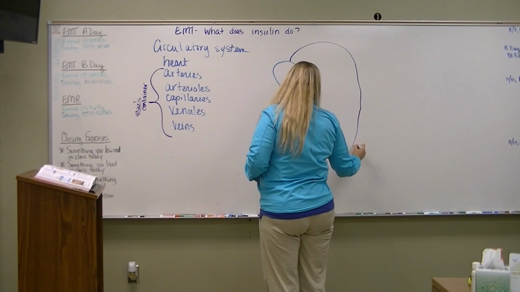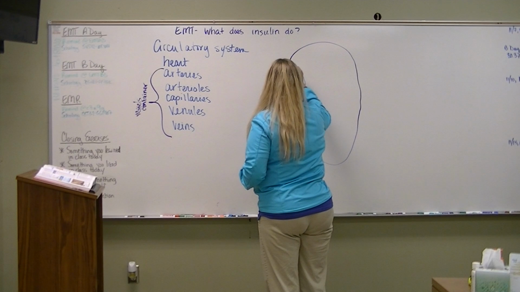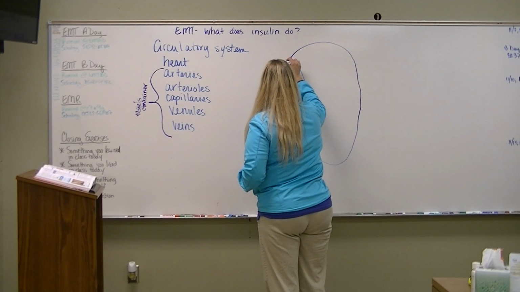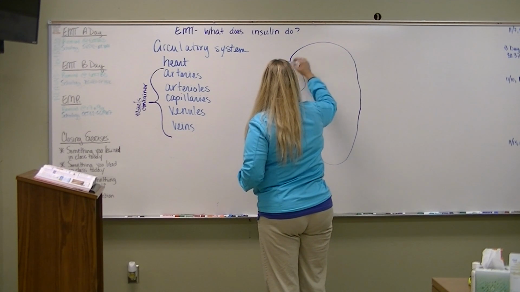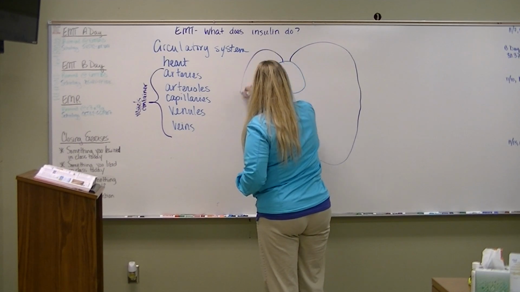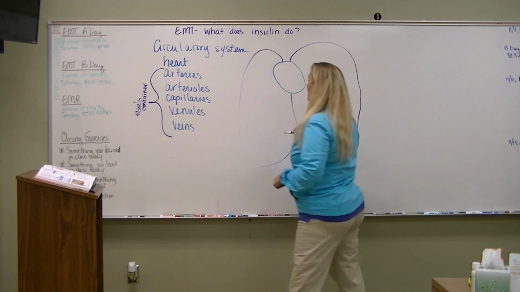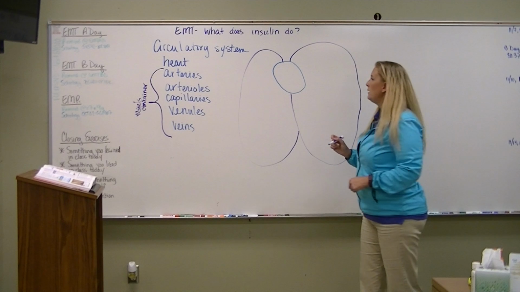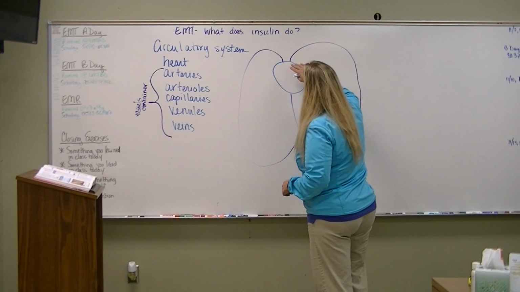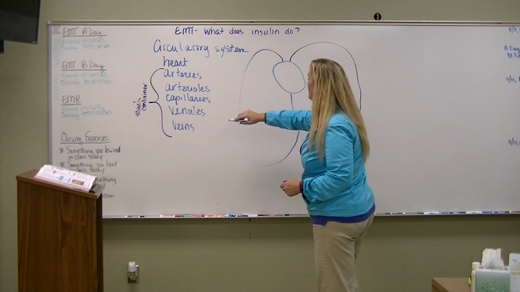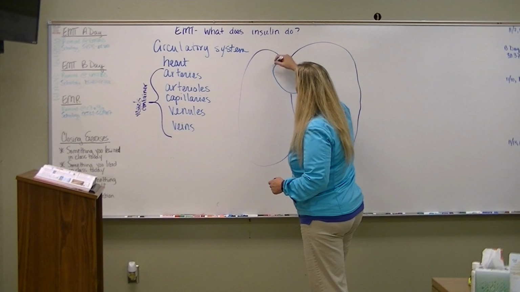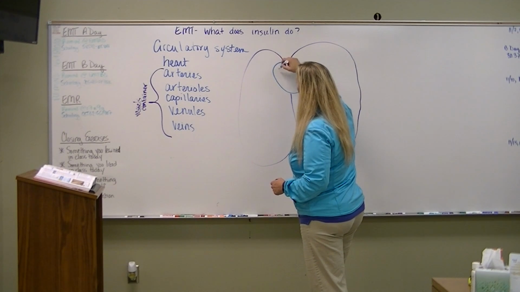And it goes out to the lungs, and then it goes out to the body. Looks like a big butterfly, kind of, right? So our deoxygenated blood comes in through our inferior and superior vena cava, and it gets dumped into our right atria.